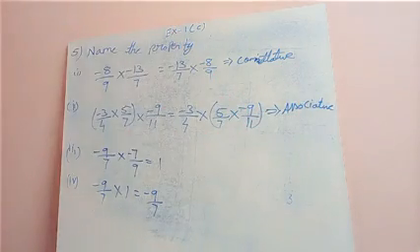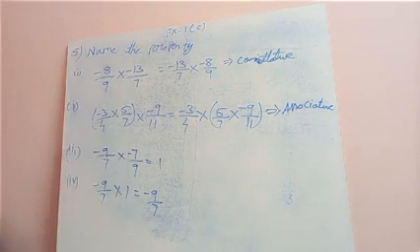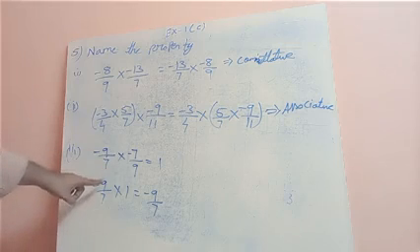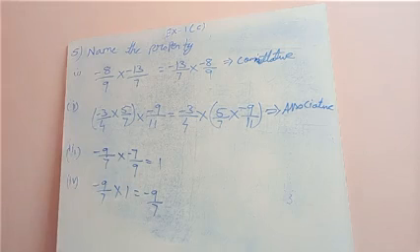Next, here I am seeing minus 9 by 7 into minus 7 by 9 is equal to 1. Then minus 9 by 7 into 1 is equal to minus 9 by 7.